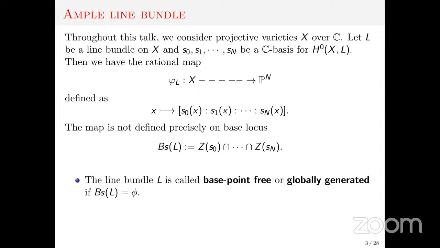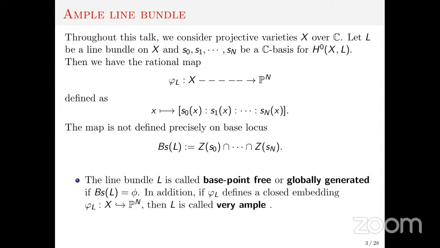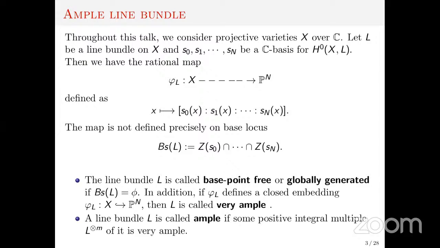We call this line bundle L base point free or globally generated if the base locus is empty. That means we can define a full map phi L from the whole of X to the projective space just by evaluating the sections. Moreover, if phi L defines a closed embedding inside the projective space, we call the line bundle very ample. Clearly the very ampleness of a line bundle is very important as far as closed embeddings in projective spaces are concerned. And a line bundle is called ample if some positive integral multiple of it is very ample.